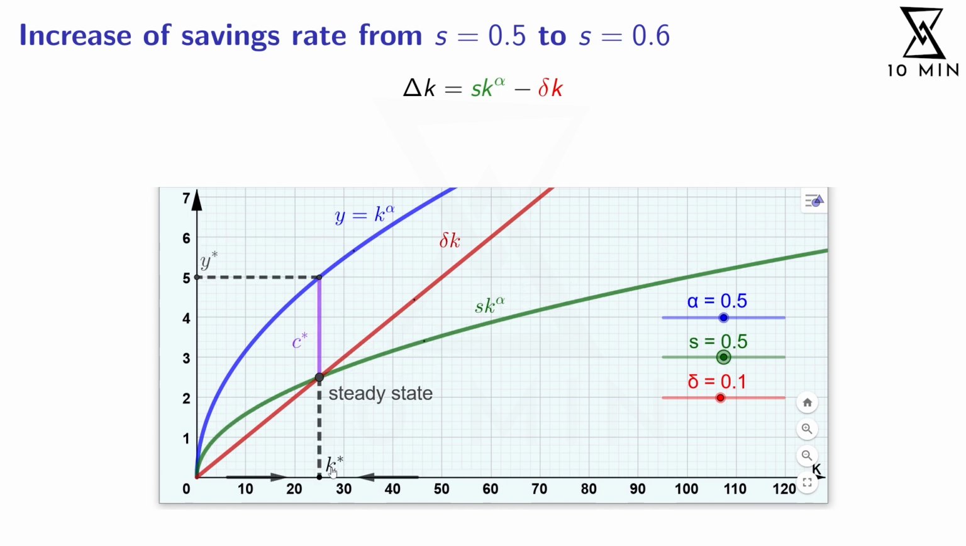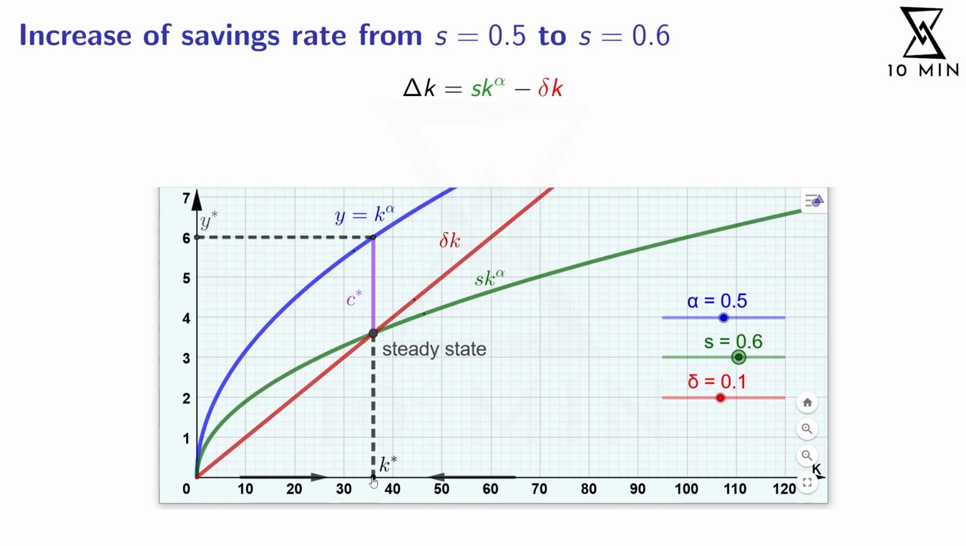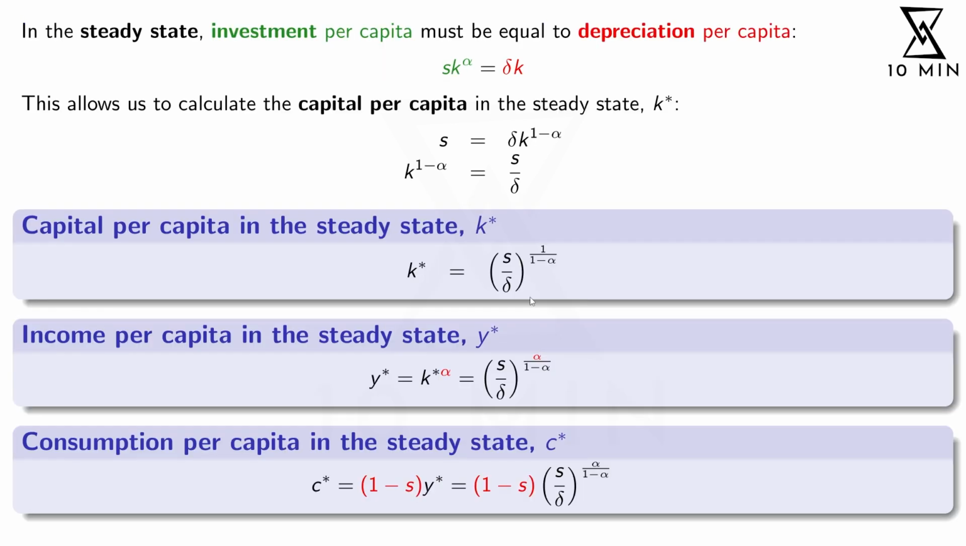So during transition, starting from 25 units of capital per worker to the new steady state with 36 units of capital per worker, the income increases from 5 to 6. So during the transition from the old to new steady state, you do have some growth in capital and income per worker. But once you reach this new steady state, then the capital per worker and therefore also the income per worker is constant again. You also see this in our equations, right? If the savings rate goes up, then our capital per worker in the steady state goes up. Same is the case for our income per worker.